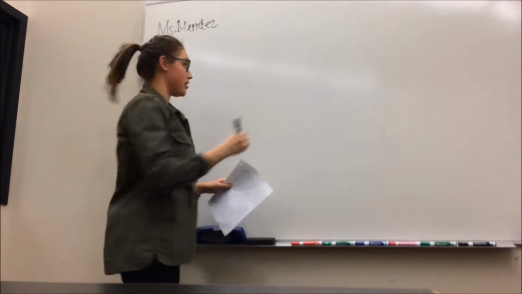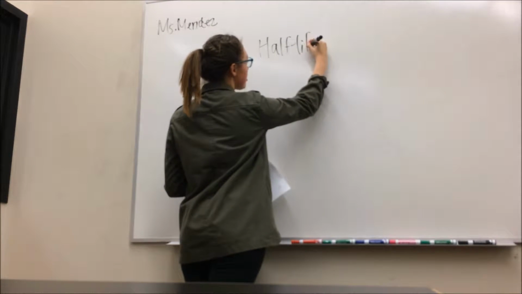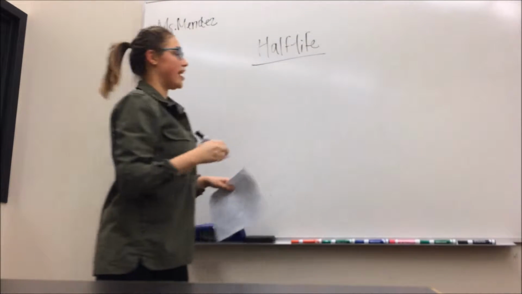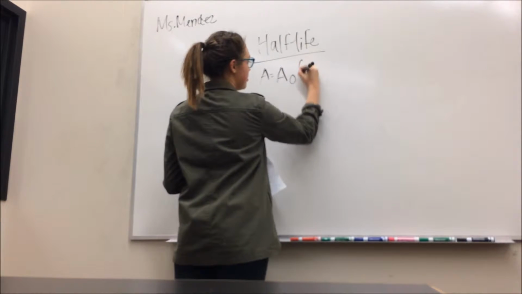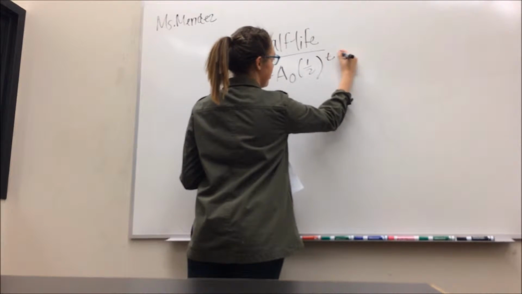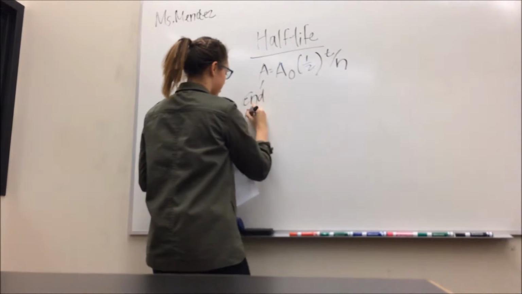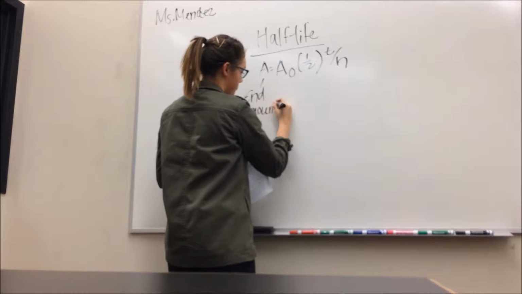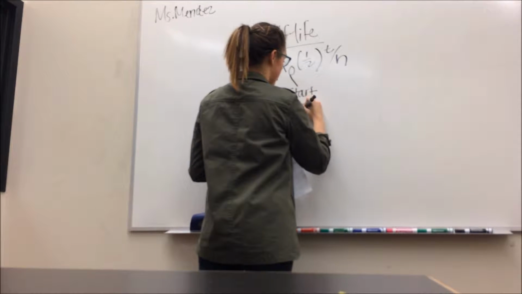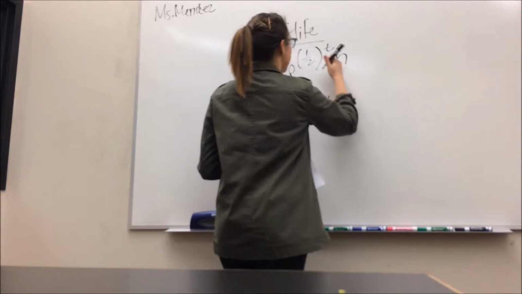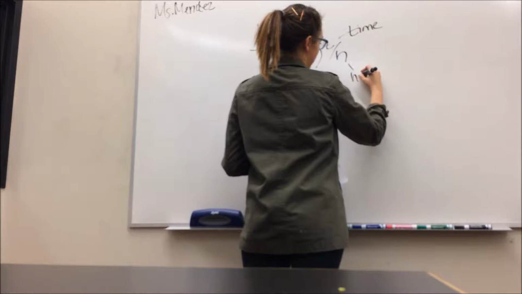We'll be talking about half-life. And the formula for half-life we'll be using is A equals A sub 0, 1/2 to the T over H. This would be your end amount. This is your start amount. This is just 1/2, your time, and then your half-life.